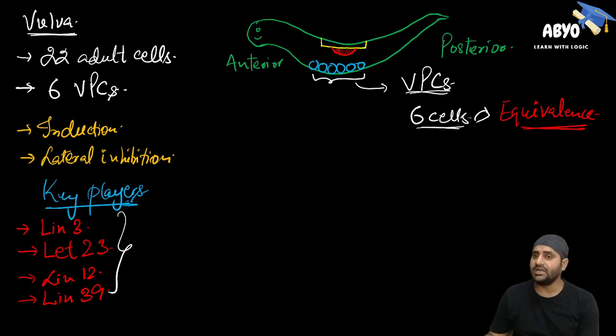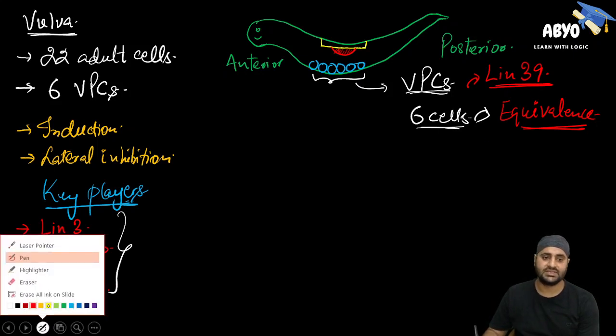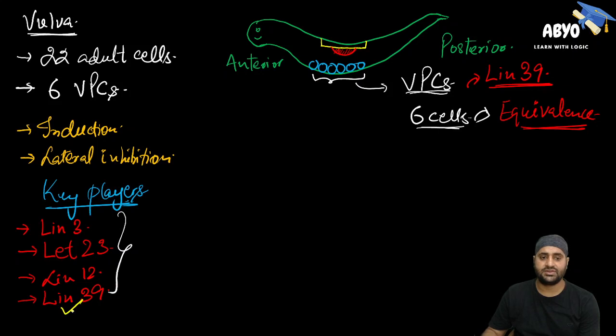The identity of being a vulval precursor cell is defined by the concentration of a specific protein, which we call Lin39, present in all these precursor cells. Lin39 in all these six VPCs maintains that they are called vulval precursor cells, due to the presence of the Lin39 protein inside all these cells.